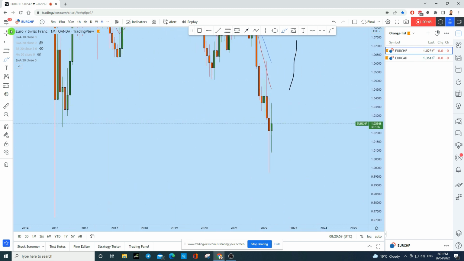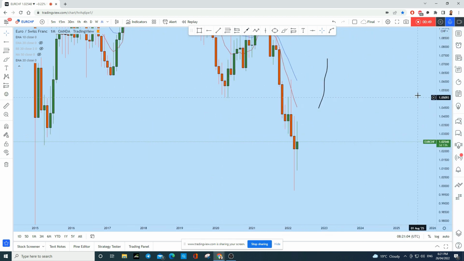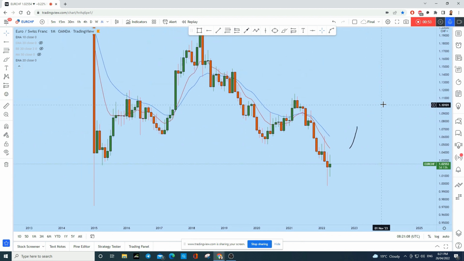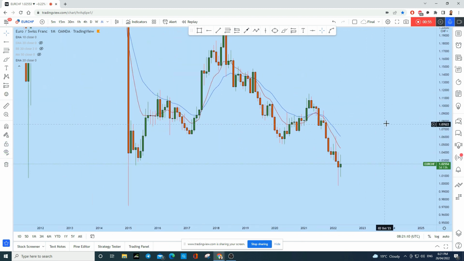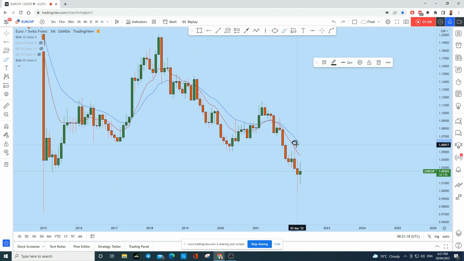Now, Euro CHF, this is the higher time frame, the monthly time frame. On this monthly time frame, you can see that this is a long term bearish market. Starting from here, you see a very strongly bearish candle. It's a textbook bearish engulfer, crossed the previous candle's high completely, created a false breakout, and then broke to the downside with a long red candle.